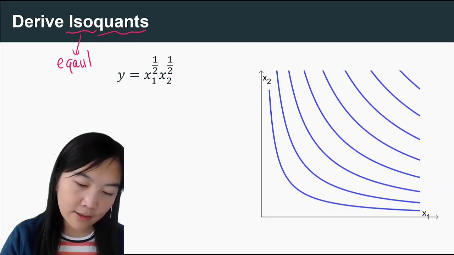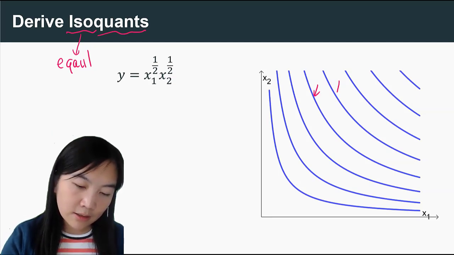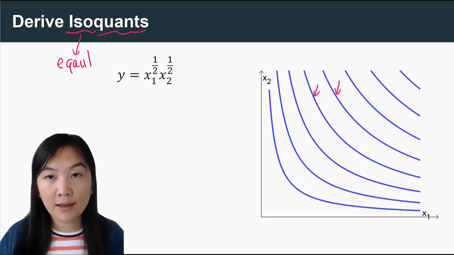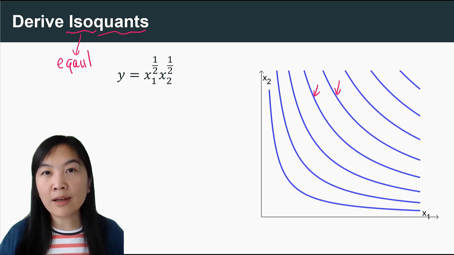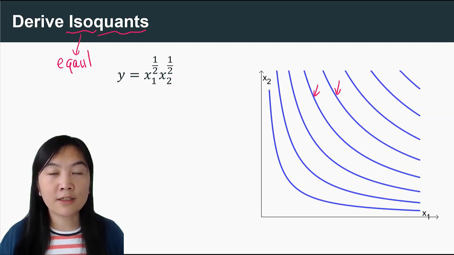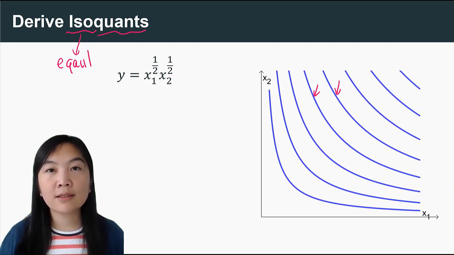Again, in the isoquant graph, each curve means the y level, or the output level, is the same. I'm sure you heard of the name indifference curve in your elementary economics course. The isoquant here is similar to an indifference curve. The difference is that the indifference curve is from the consumer's side, and for the production side, or the producer side, it's the isoquant.